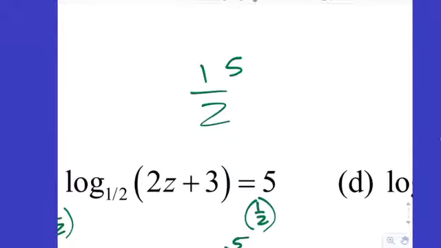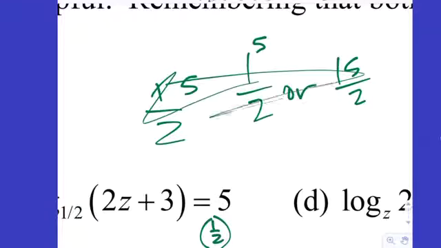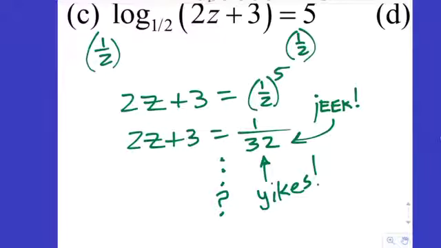And that's either going to be interpreted as just 1 to the 5th over 2, or it could be interpreted as 15 over 2. And you don't want that to happen. So when you have a numerator and a denominator raised to a power, get in the habit of just putting in parentheses. But anyway, 1/2 to the 5th is 1 over 32. And now I saw a fraction and I panicked. That's why I put yikes and eek. I'm not sure what to do from there.